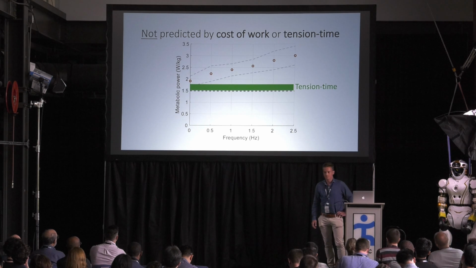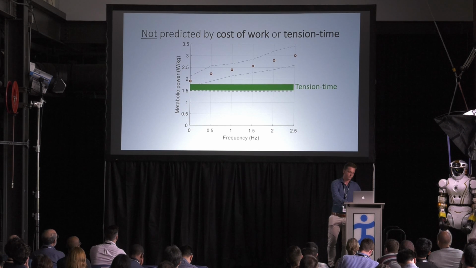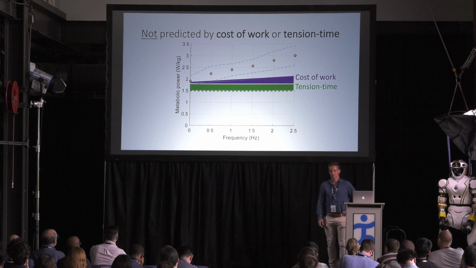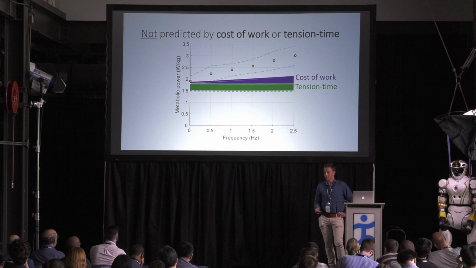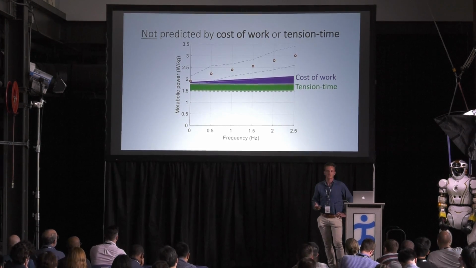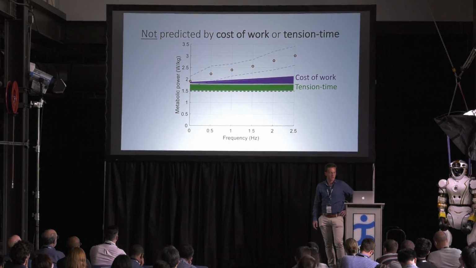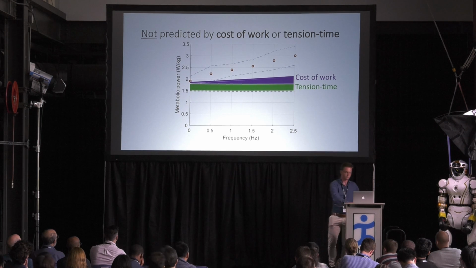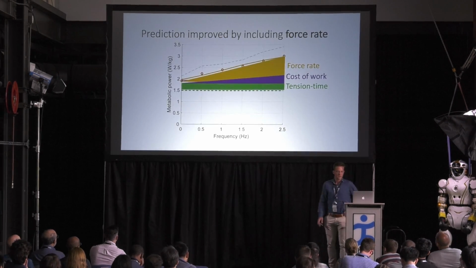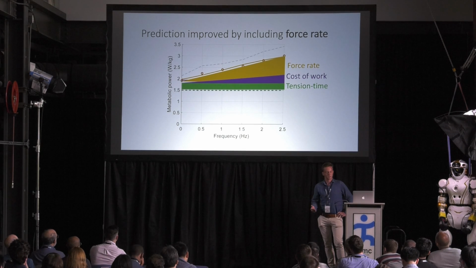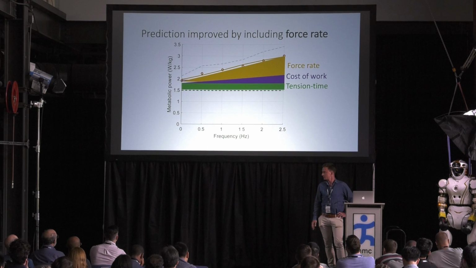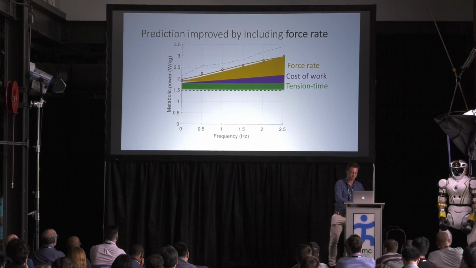This was not explained by tension time because average torque was the same. And it was also not explained by cost of work because this task was isometric, such that the amount of work was really small. The amount of work was estimated using simulations with a Hill-type muscle model, but also with ultrasound measurements. And because force rate also increased with frequency, the fit improved substantially when force rate was included.